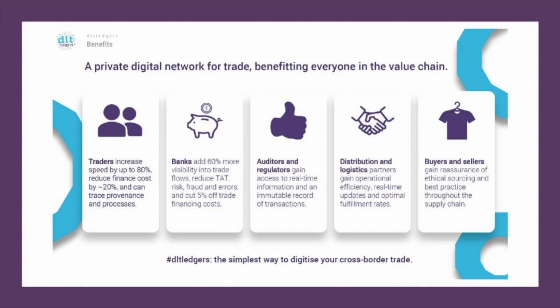Look at the other ecosystem partners, like a distributor and the logistics partner, maybe a freight forwarder or a shipper or a carrier, who gives operational efficiencies through this because there are real-time updates and optimal fulfillment rates. So any delays can be looked at, what is the bottleneck, and the chokes can be removed.